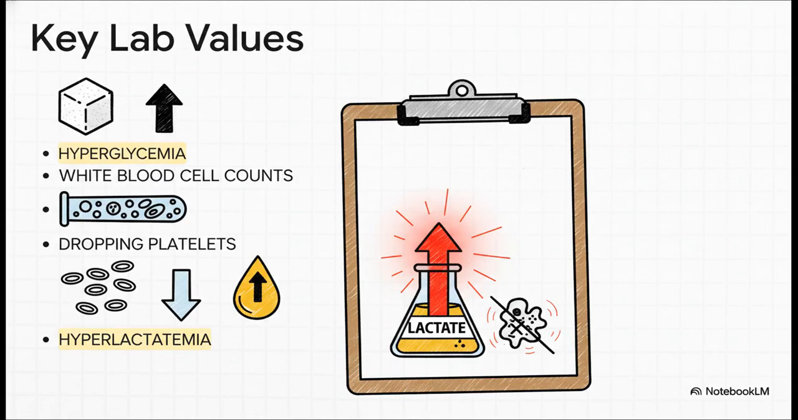And the labs tell the inside story of all that organ stress. You'll see high blood sugar, white blood cell counts that are either crazy high or crazy low, and dropping platelets. But the big one to circle here is hyperlactatemia. A high lactate level is direct proof of tissue hypoxia. It's the lab value that screams, the cells are starving.